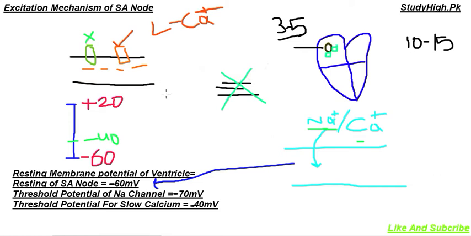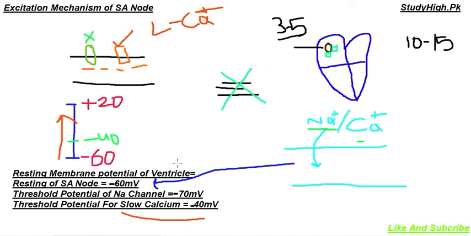So first of all, because the cell membrane is leaky to sodium and calcium ions, the resting membrane potential of the SA node, which is -60, will start moving towards the positive potential until it crosses -40 millivolts. What is -40 millivolts? It is the threshold potential for opening of L-type calcium channels.